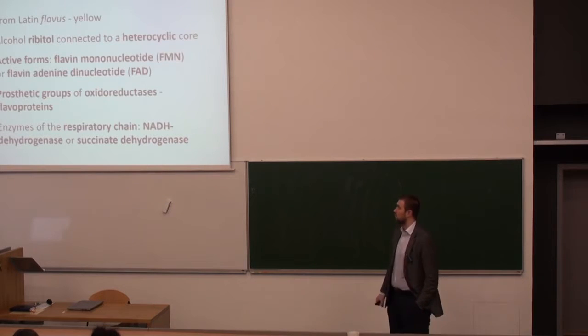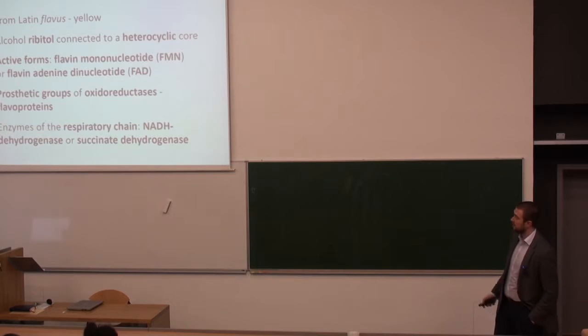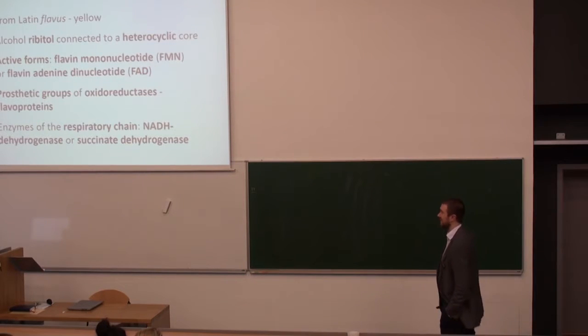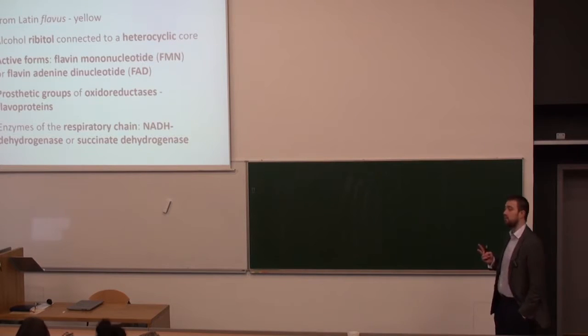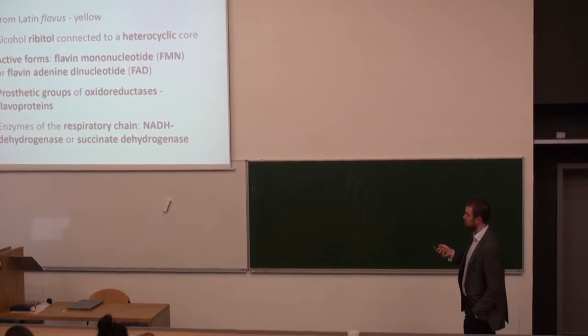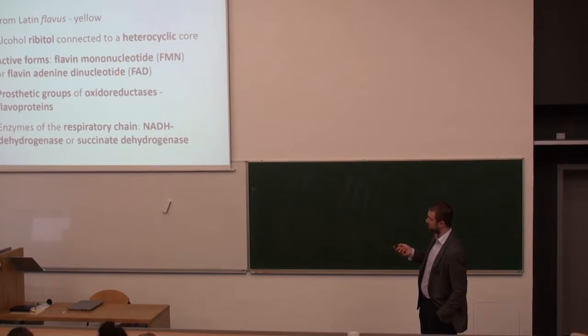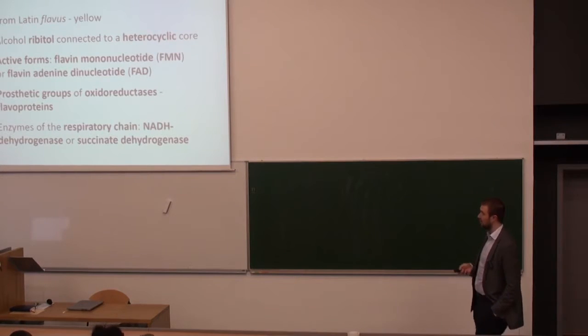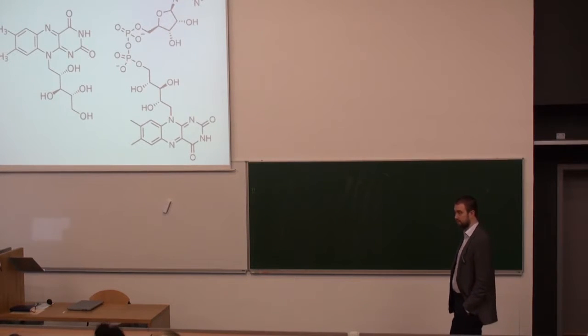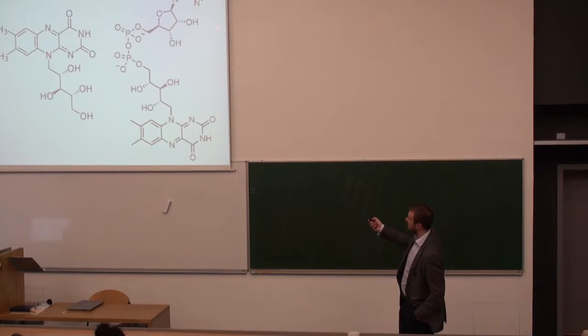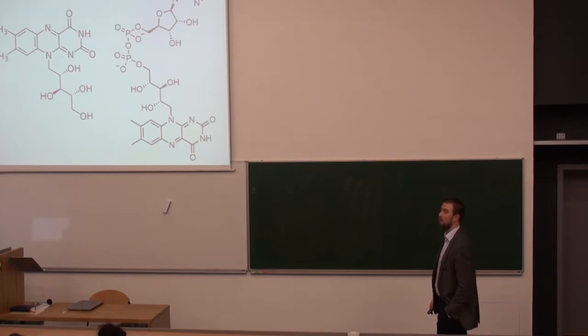So no question, vitamin B2. It's called riboflavin, and its name is derived from the Latin flavus, that means yellow. If we look at its structure, you know it from two enzyme cofactors, flavin mononucleotide and flavin adenine dinucleotide. The vitamin itself is the alcohol ribitol connected to a heterocyclic core. So this is the vitamin, heterocyclic core, the alcohol, and here you see it in the form of the enzyme cofactor. You see this quite repeatedly, that we have this part in many, many vitamins, and then the alcohol group of the vitamin binds to the phosphate, forming the active vitamin.